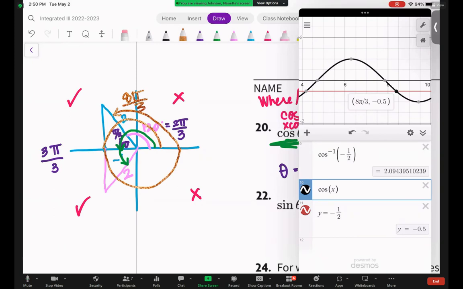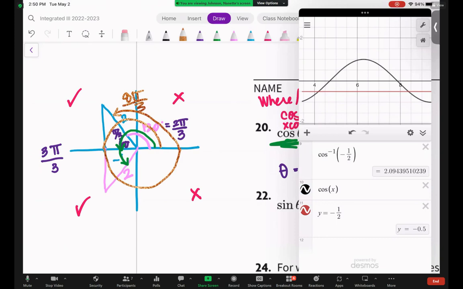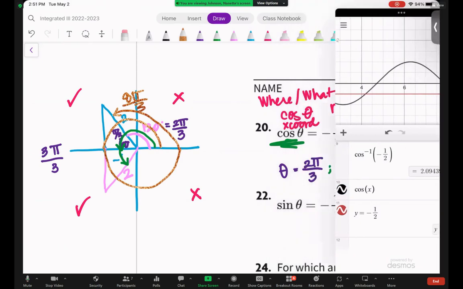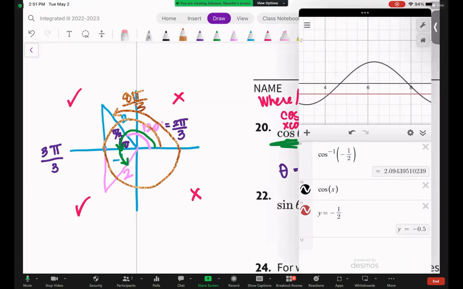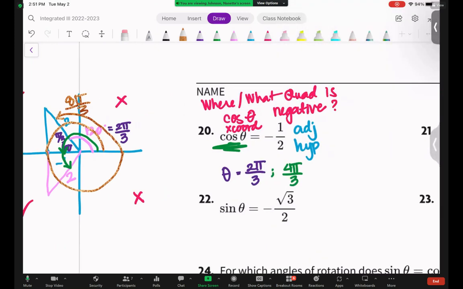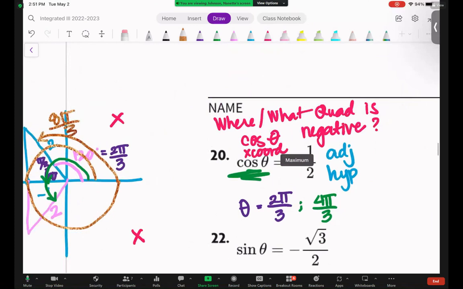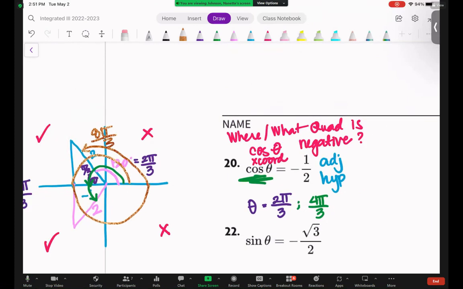Does that make sense? So you should feel pretty comfortable about graphing these, like on your graphing calculator and being able to find your answer. You should be comfortable with drawing this out as a triangle and finding the other triangle, right?